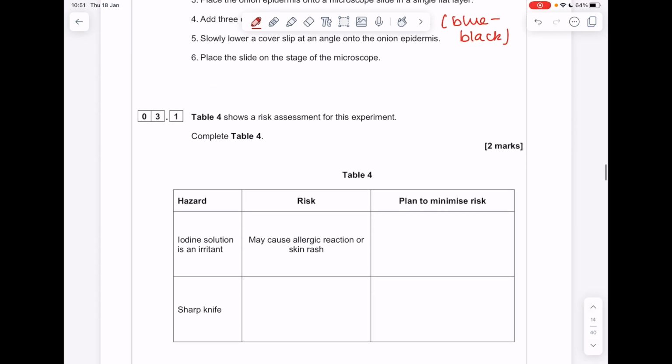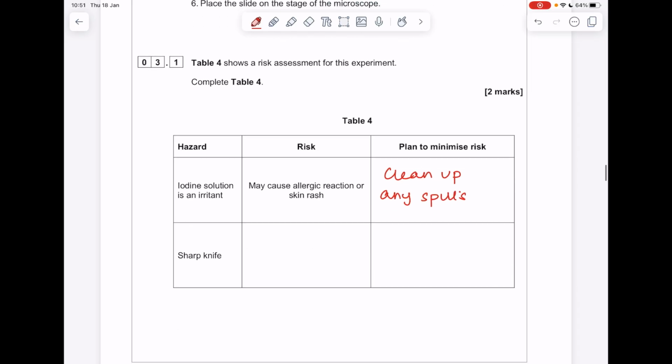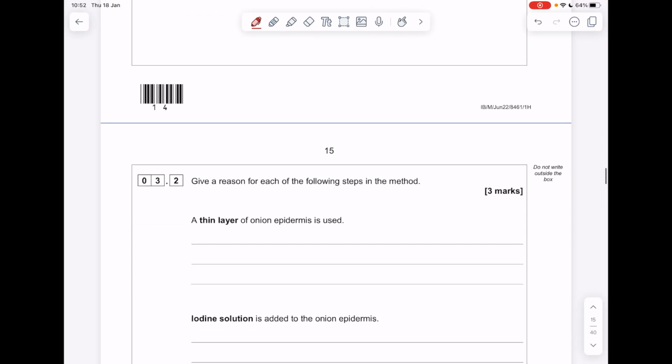Table 4 shows a risk assessment. Iodine solution is an irritant. It may cause allergic reaction or skin rash. Plan to minimize risk. Let's just clean up any spills. Sharp knife, the risk is that you may cut yourself. So what should we do here? Cut away from the body. Or cut on a chopping board, anything sensible.